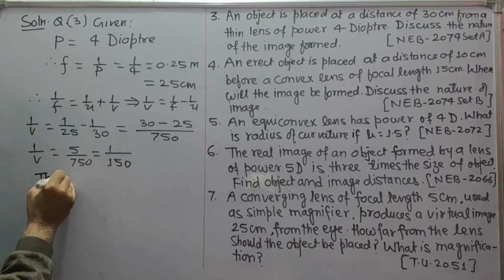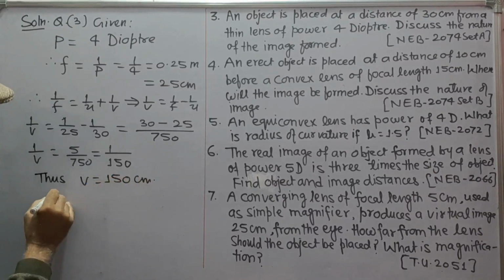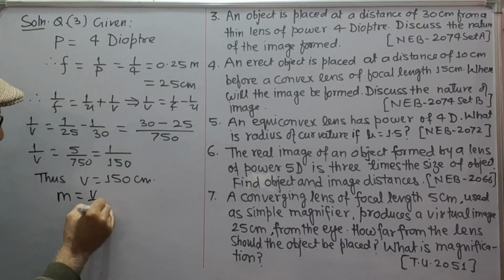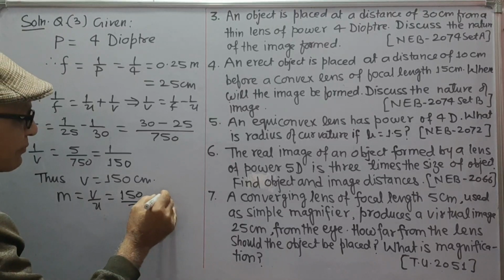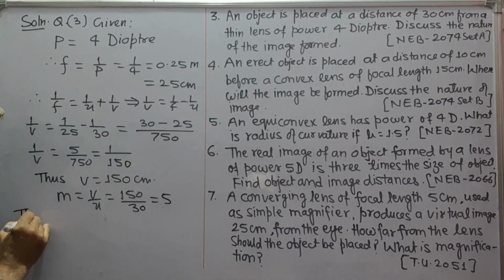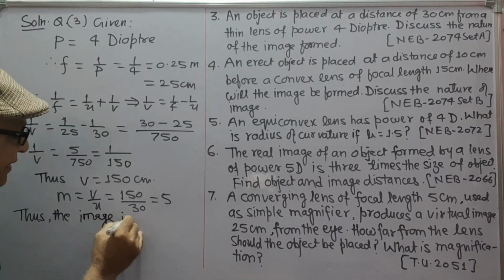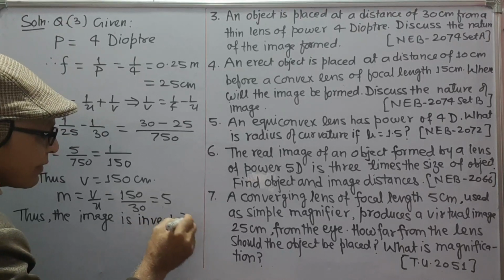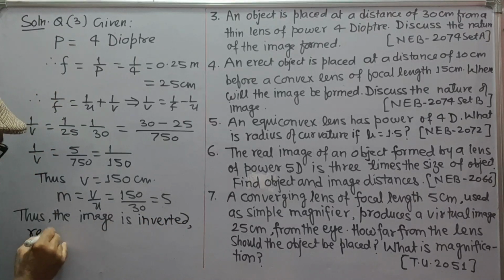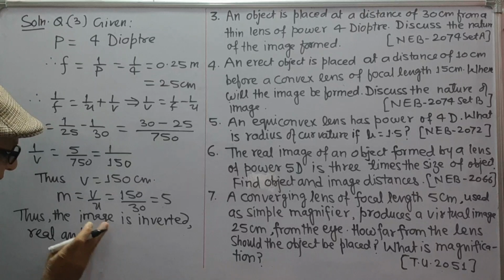Thus, v will be equal to 150 cm and magnification will be v upon u is equal to 150 upon 30, means 5. Thus, the image is inverted, real and enlarged or magnified.